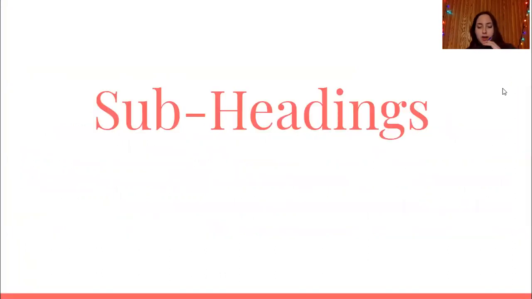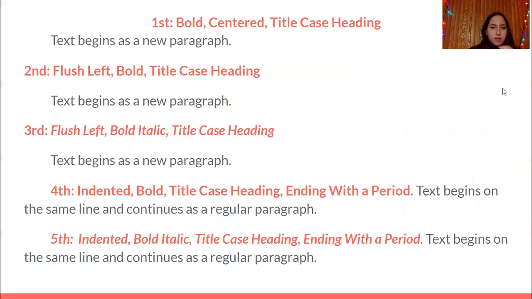Moving on to subheadings. Okay, the first subheading of any paper should pretty much be the same as the title heading. It's going to be bold, centered, title case, and then the text should begin on the line underneath. The second subheading should be pretty much the same, except it's going to be not centered, it's going to be on the left, but still bold and title case heading, and text should begin underneath.